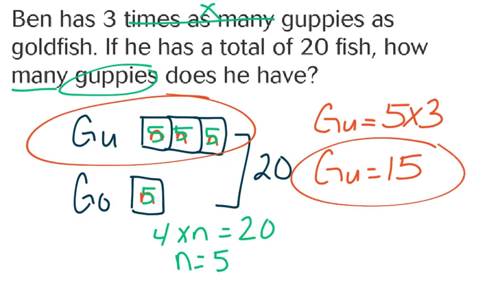All right, that is comparison problems with multiplication. We need to make sure that we read our problem, draw our model, solve for our missing variable. In this case, we're calling it n, and then go back to our problem and solve for what the problem's asking us to do.